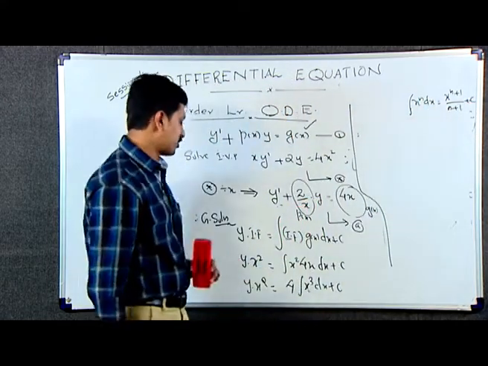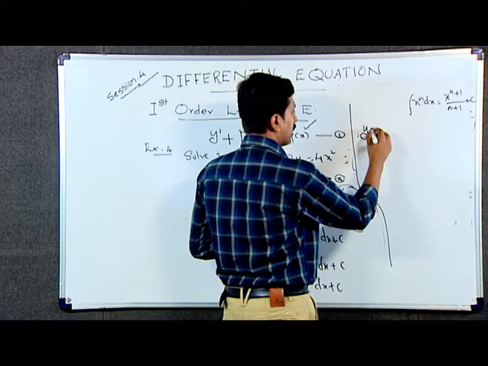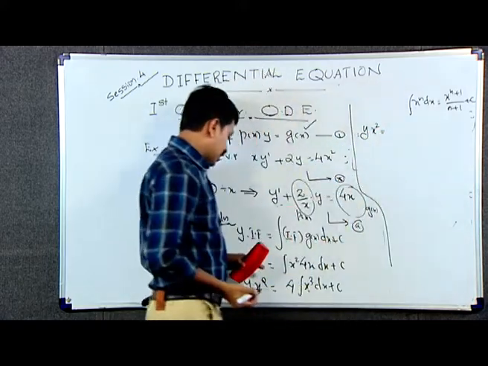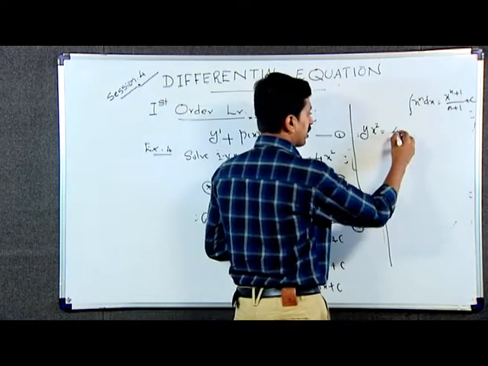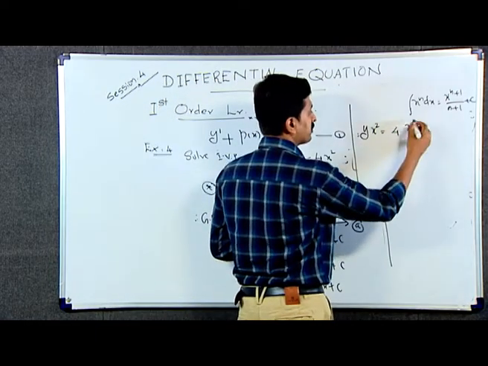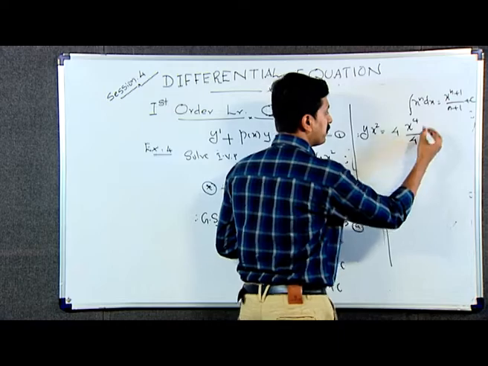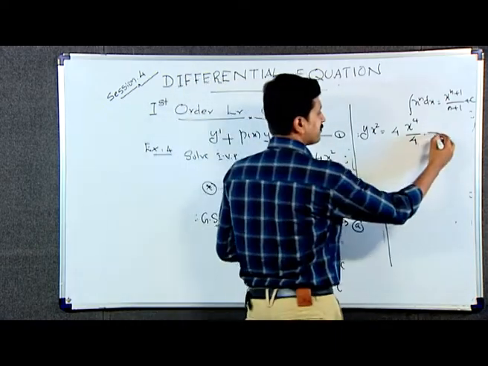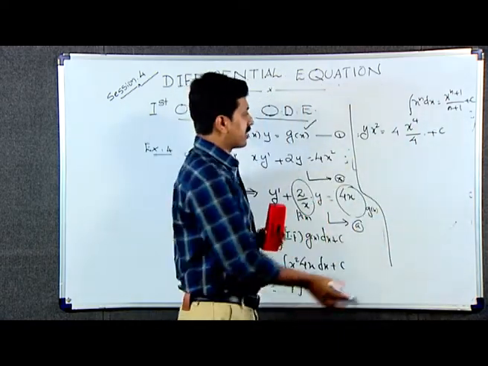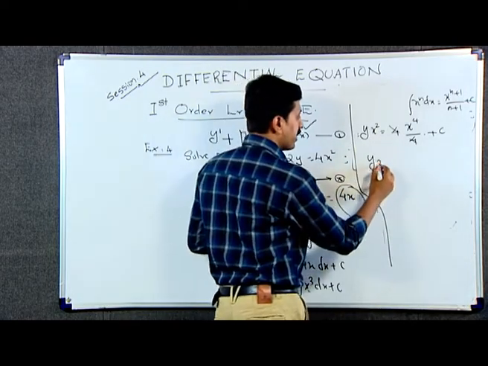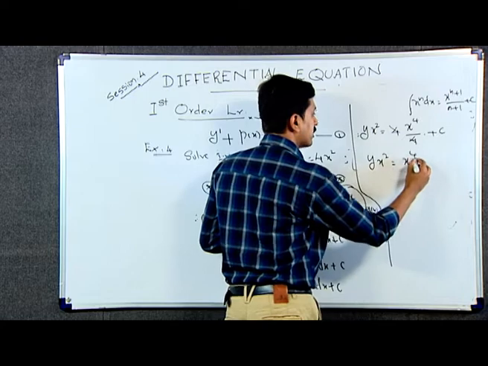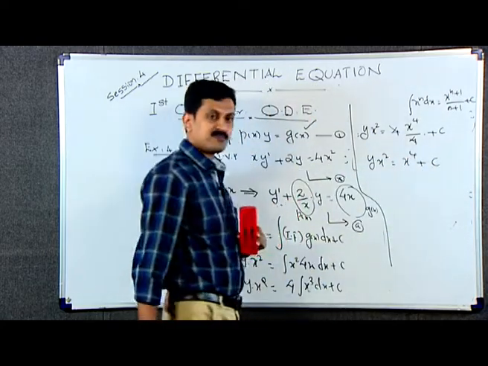So, the given equation will come as y x square is equal to 4 into integral of x cube, which is x cube plus 1, that is x raised to 4 divided by 4, plus c, and we can cancel this 4 and 4. Therefore, y x square is equal to x raised to 4 plus c, which is the general solution.